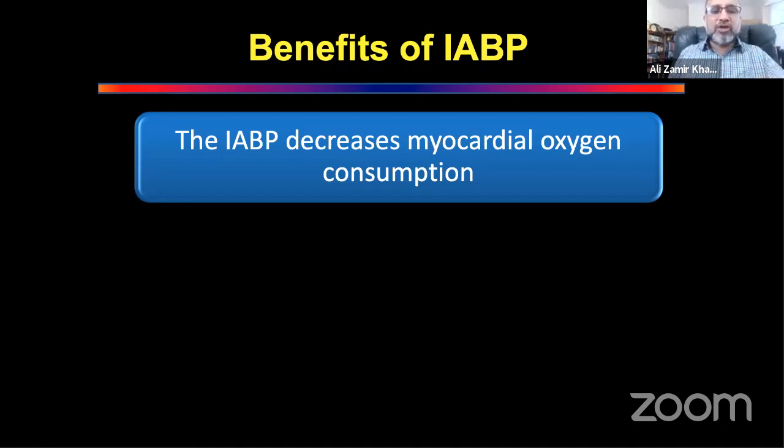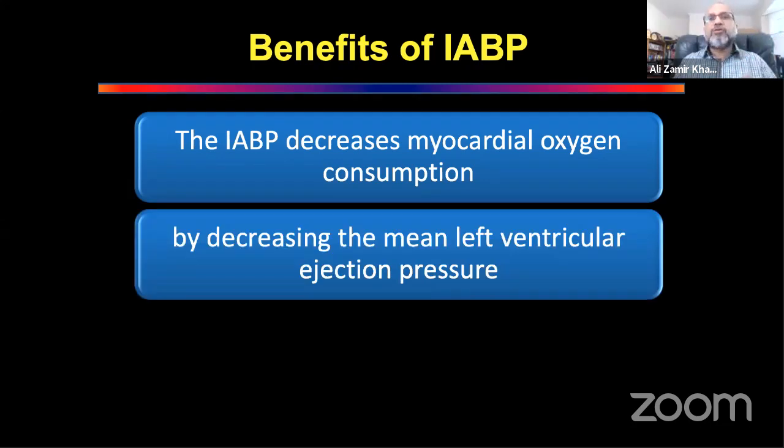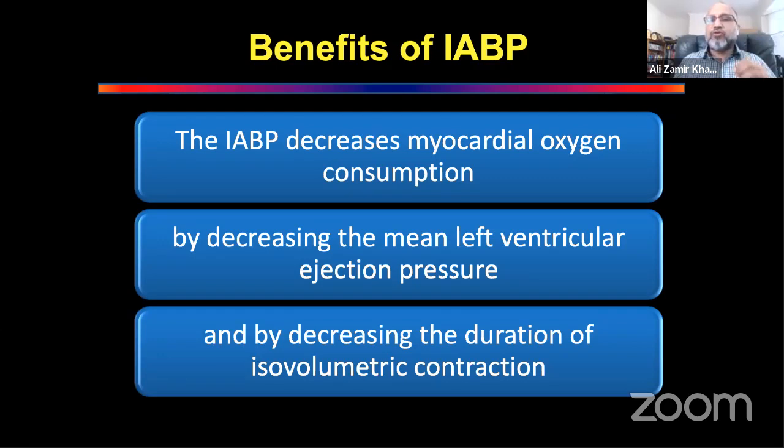So this is a sick heart. The heart is struggling. And because of the sick heart, you want to reduce the oxygen consumption of that muscle. So you reduce that systolic pressure. And so it reduces the mean left ventricular ejection pressure and decreases the duration of the isovolumetric contraction. Remember, the isovolumetric contraction duration completely depends on the equalization of the ventricular and the aortic pressure. Remember, the aortic valve is closed. The isovolumetric contraction happens. The pressure in the ventricle has to overcome the pressure in the aorta to open the aortic valve. But because that balloon pump is reducing the pressure in the aorta, the isovolumetric contraction does not continue for longer.